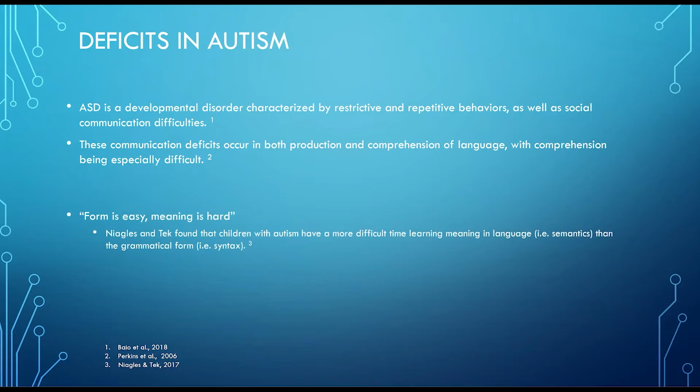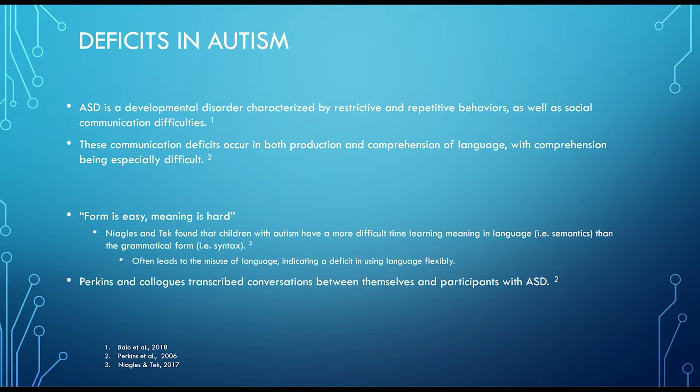Such literature includes Nigels and Tech, who found that although some children with ASD may seem to have well-formed syntactical language that is used appropriately in context, they may not know what the individual words mean, thus inhibiting them from utilizing those words in novel sentences and contexts. Evidence of this is provided by Perkins and colleagues, who transcribed conversations between themselves and participants with ASD, and found that they could use the words correctly in sentences, but then asked what the words meant. For example, there was one participant who used the word silence 3 times in an utterance, but then asked what silence means.